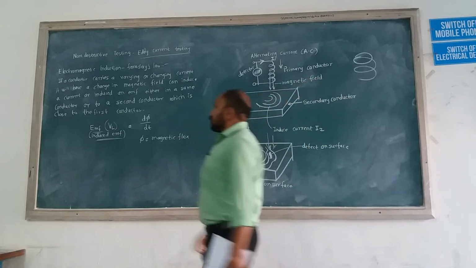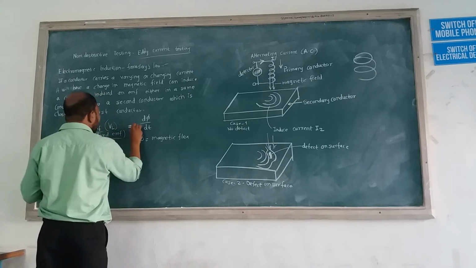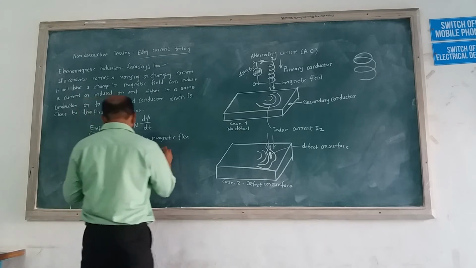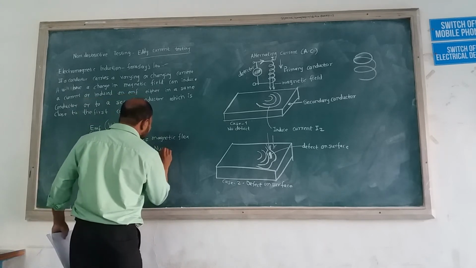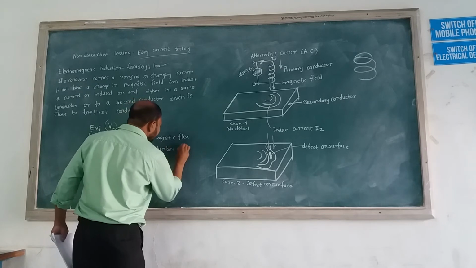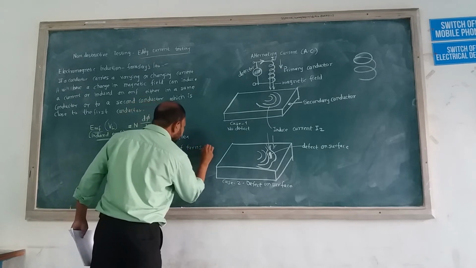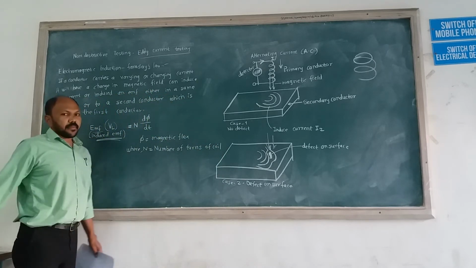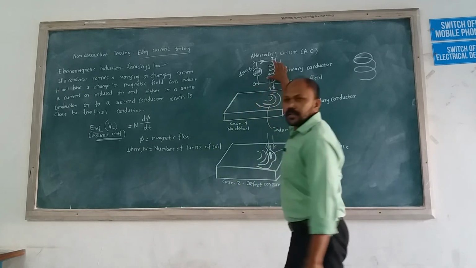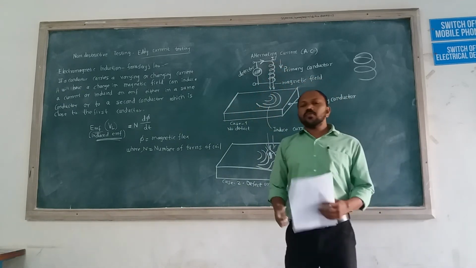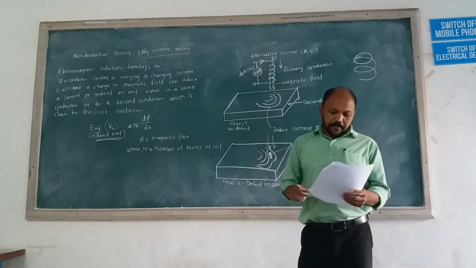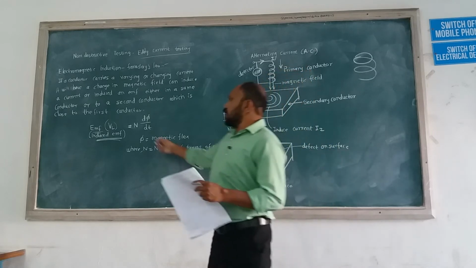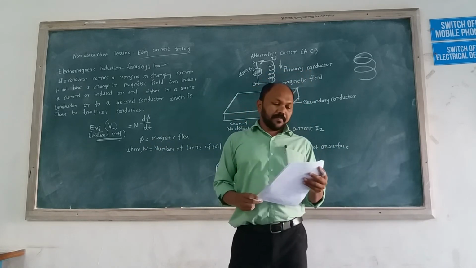If we multiply this with n, where n is the number of turns of coils, it is possible to calculate the total EMF induced in this system. So the number of coils is also important. How many coils are present has an effect on the induced EMF generated.